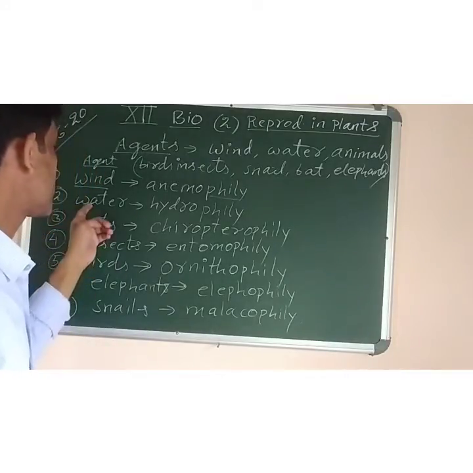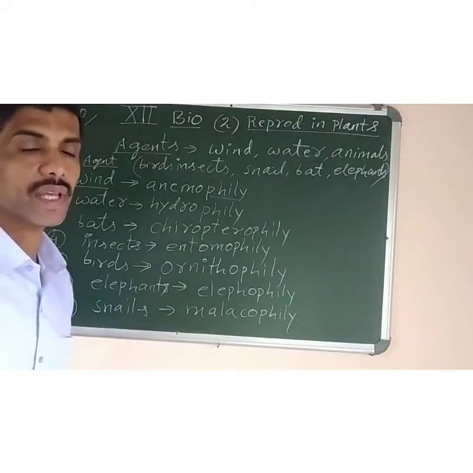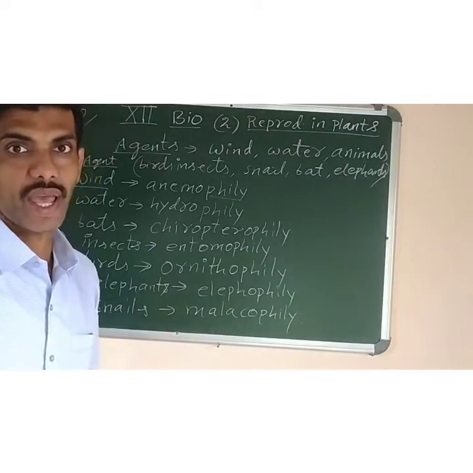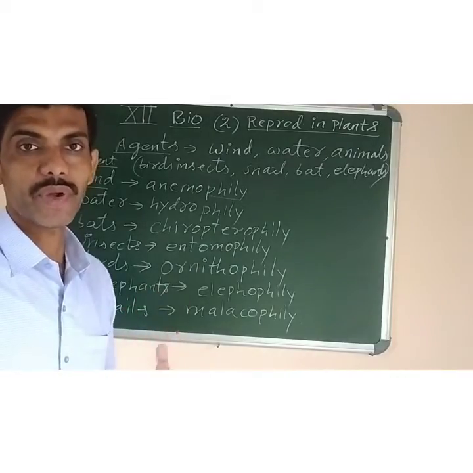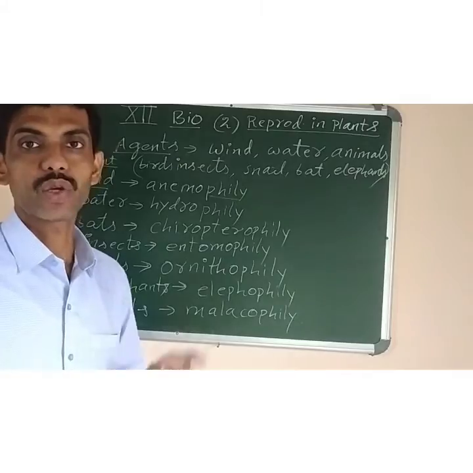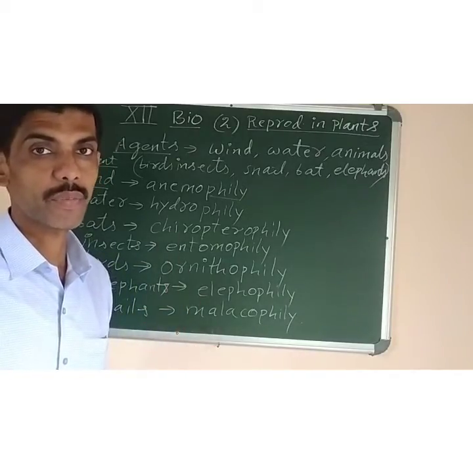pollination. In the case of water pollinated flowers like Vallisneria, pollens are produced in large quantity, and the pollens have an outermost protective covering made up of a waxy covering, to protect the pollens from water, otherwise it will get decomposed in water.